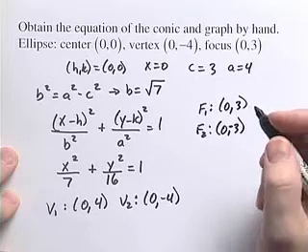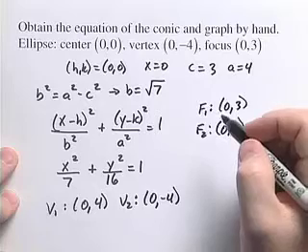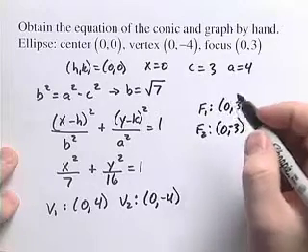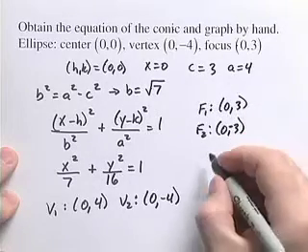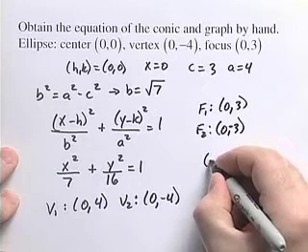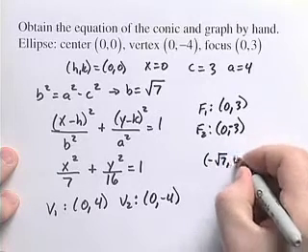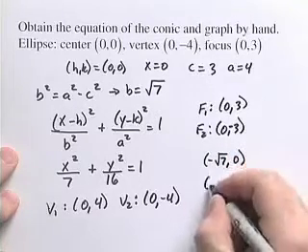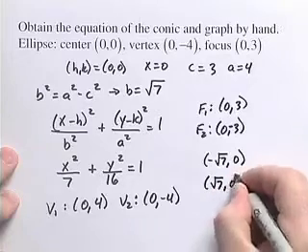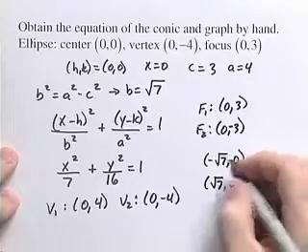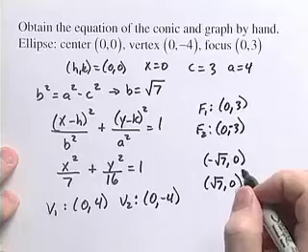Then finally, we can use the value of b. Since b is the square root of 7, we can get 2 points that are to the left and right of the center. So 2 more points on the graph will be negative square root of 7, comma 0, and the square root of 7, comma 0. These would be 2 points that are on our minor axis.